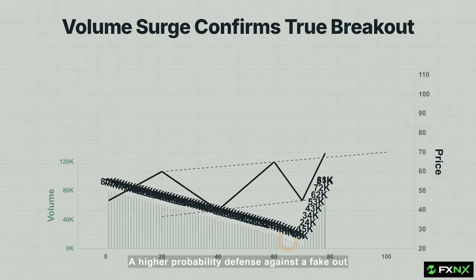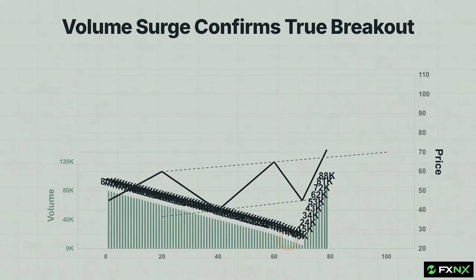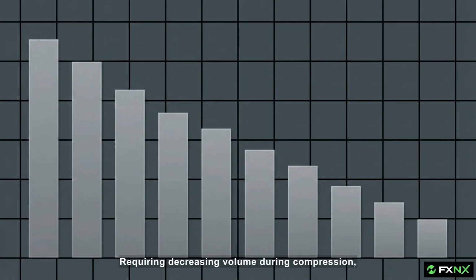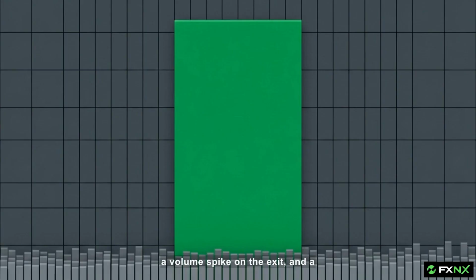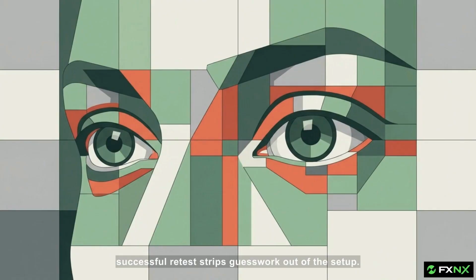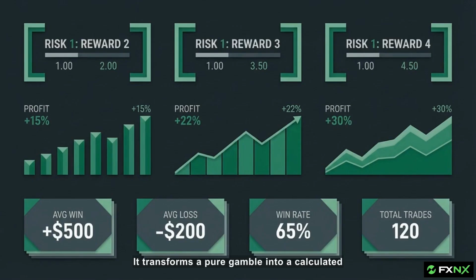A higher probability defense against a fakeout is patience. Instead of buying the exact moment the line is crossed, wait for the price to fall back and retest the broken trend line. When it touches that line and successfully bounces upward, the old resistance is confirmed as new support. Requiring decreasing volume during compression, a volume spike on the exit, and a successful retest strips guesswork out of the setup. It transforms a pure gamble into a calculated, high-probability execution.